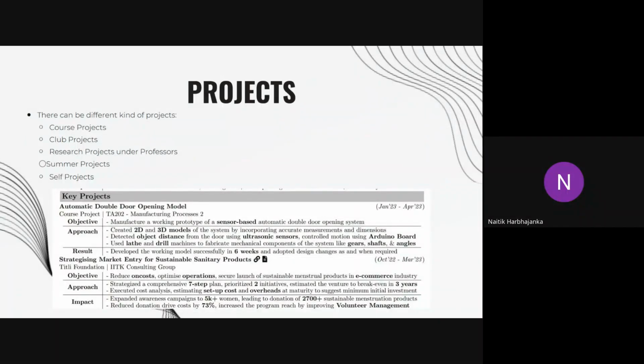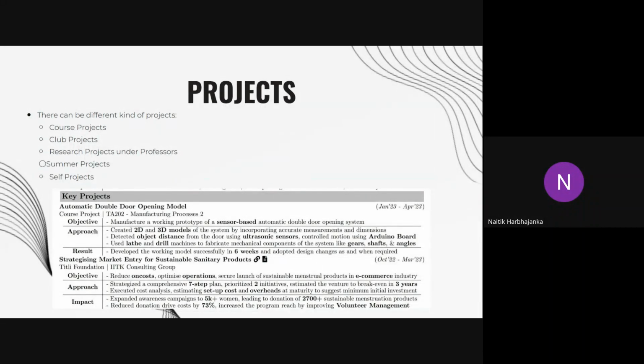So the projects could be course projects, club projects, research projects, summer projects, like the SURGE internship could also be a part of this, and self projects. These are the different projects. If you have some course project or research project under a prof, try to keep them at top, then followed by club projects and self projects. So this is the order that you can follow while writing projects.